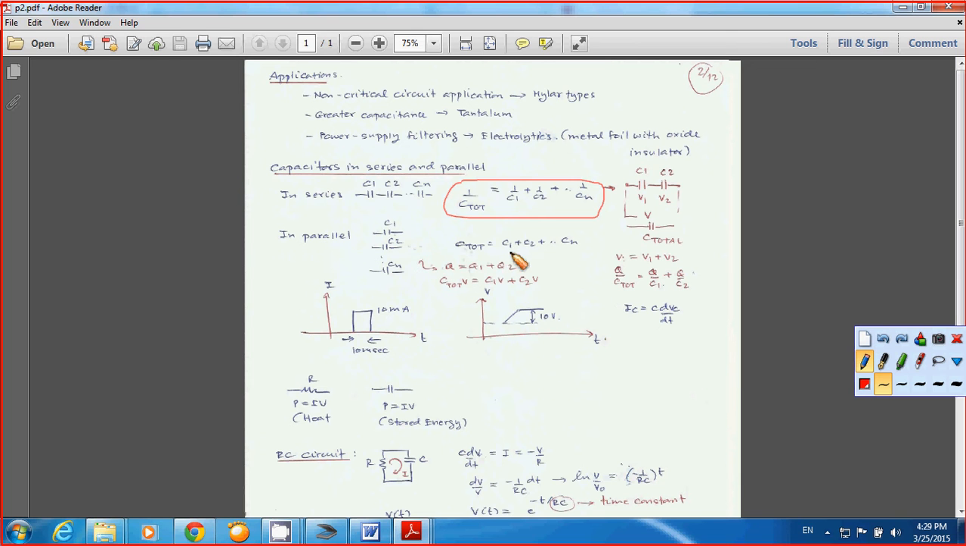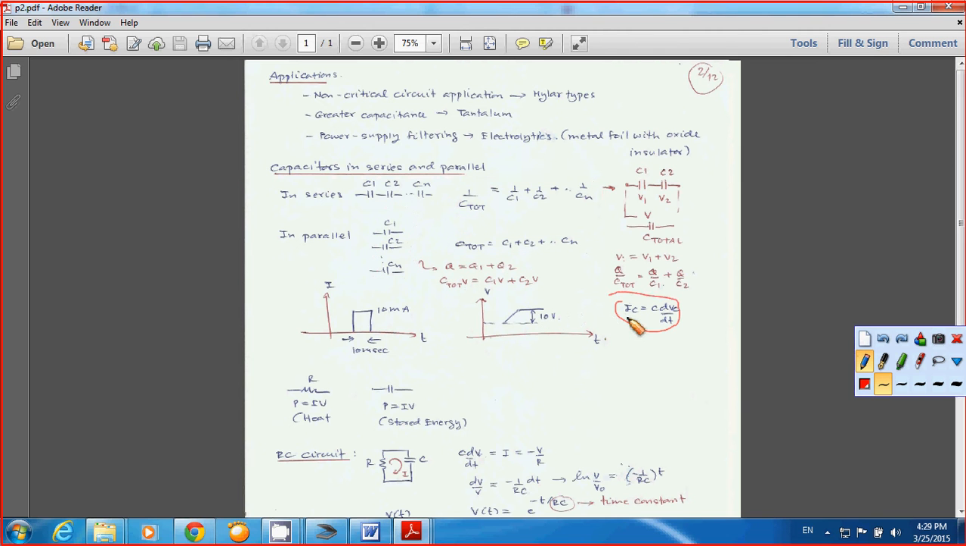You consider C total becomes C1 plus C2 plus C3, and so on, plus Cn, because you have total Q equal to Q1 plus Q2, and so on. You apply the equation Q equal to C multiplied by V, and when you connect C in parallel, they all have the same voltage, right? So that's why I wrote down V, V, V. C total multiplied by V equals C1 multiplied by V, and so on, and then you can divide both sides of the equation by V, and you end up with C total becomes C1 plus C2 plus so on plus Cn.